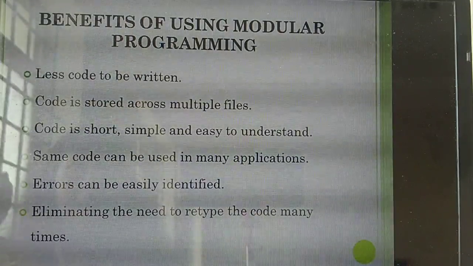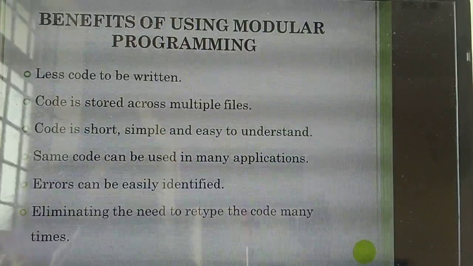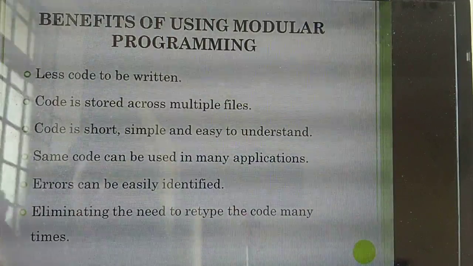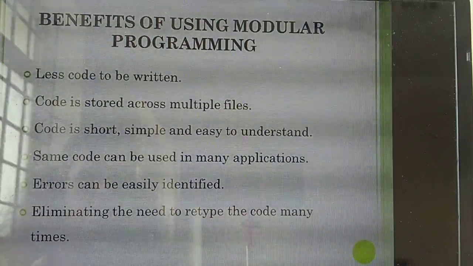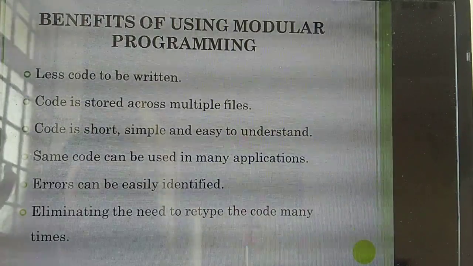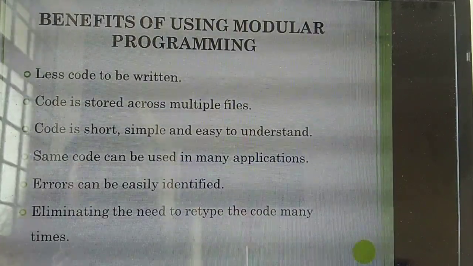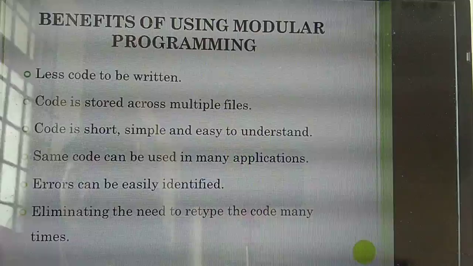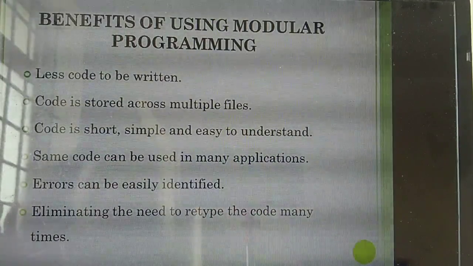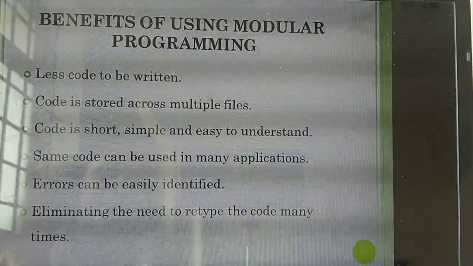Then the next point is that the same code can be used again. For example, some software is related to one another, so the same code you can use from here to there. The same software support can be used in many applications. Errors can be easily identified. Is it easy to find errors when you compile 200 lines of code altogether? It is very tough. But here, when you compile like this, errors can be easily identified. Then eliminating the need to retype the program. For example, the same 10 lines I would need to type 5 or 6 times. Do I need to type the program again and again? No, just call the module function name, that's enough.